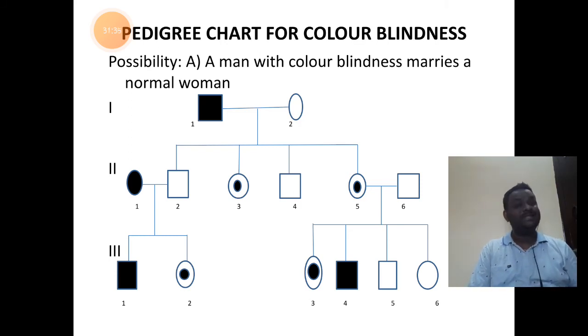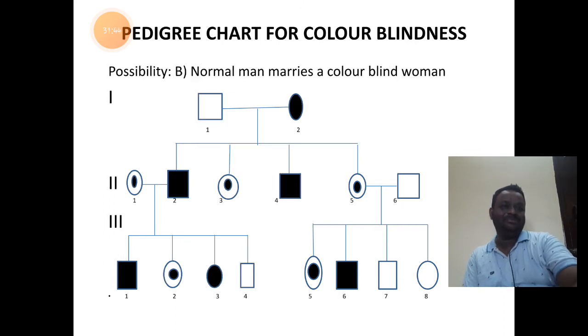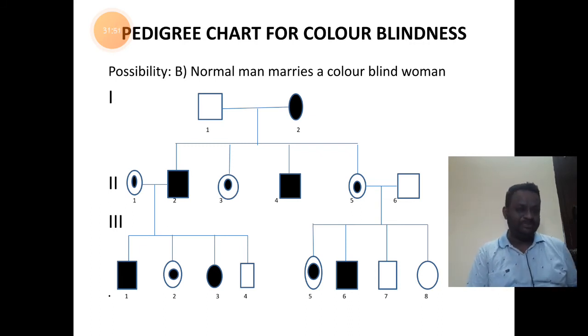This is crisscross inheritance, or X-linked recessive inheritance. So the pedigree is given, and this is how you will have to follow it, students. The second case is where a normal man marries a colorblind woman. Since the mother is colorblind, she will definitely pass the character to her sons. All sons in the second generation, that is F1 here, are affected, and all females are carriers.